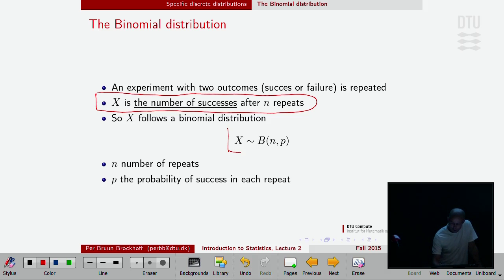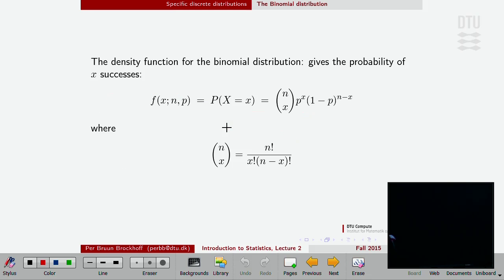Then we use this typography, these letters, this syntax, to express the following fact, that in such a case, the probability function, the density function, looks like this.